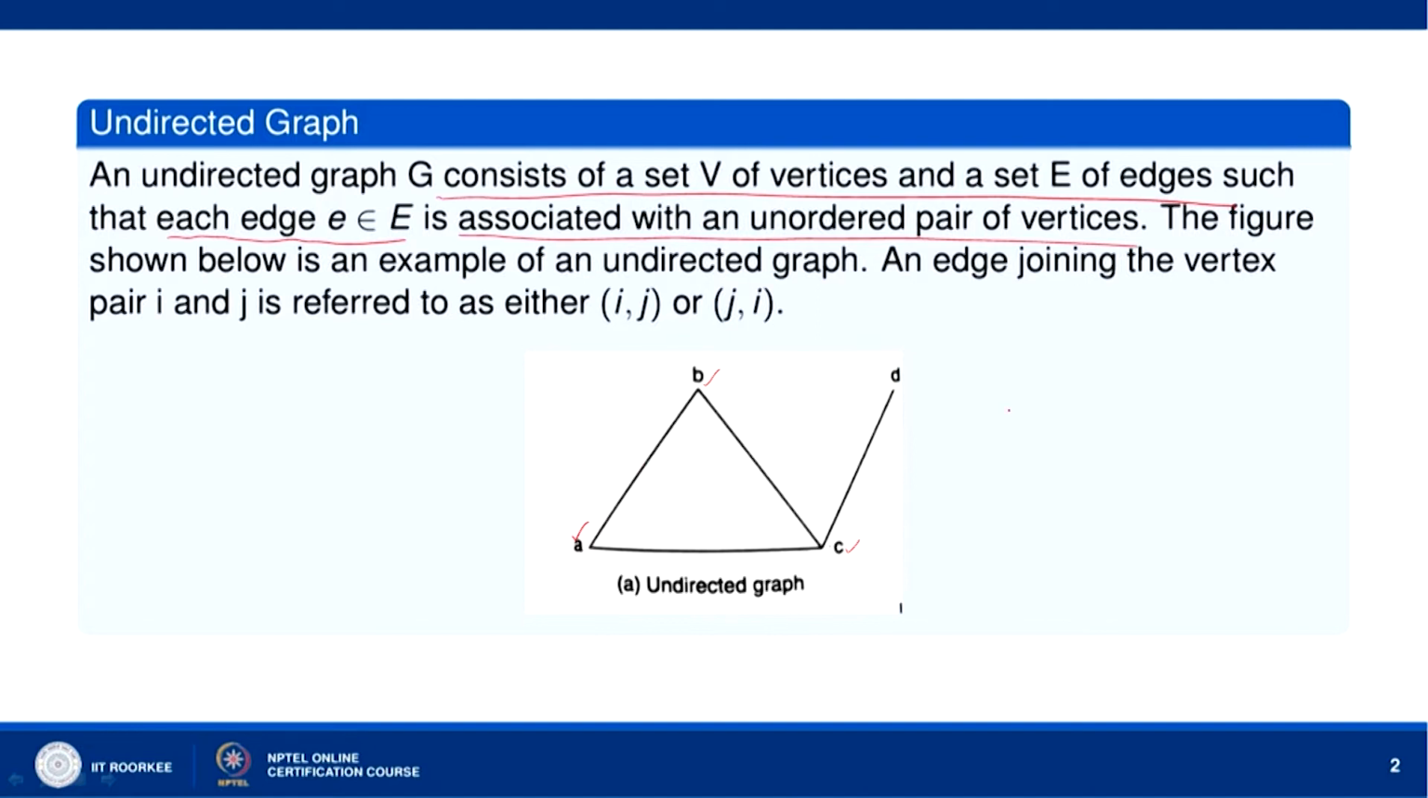So, this edge can be written as AB or BA, because there is no direction associated with it, and this edge by which A is associated to C can be written as AC or CA. So, the figure shown below is an example of an undirected graph. An edge joining the vertex pair I and J is referred to as either IJ or JI.